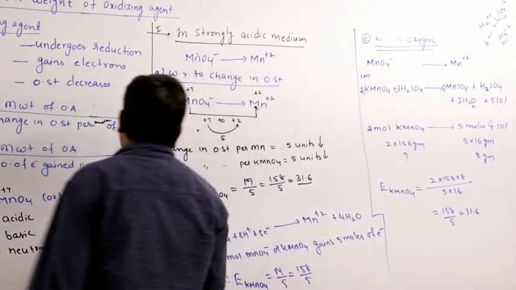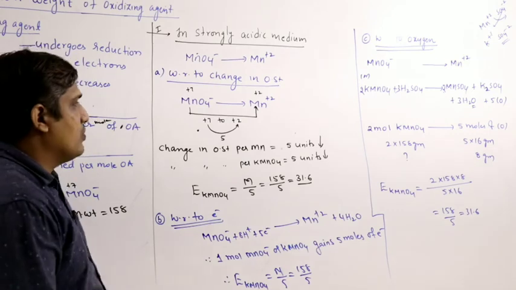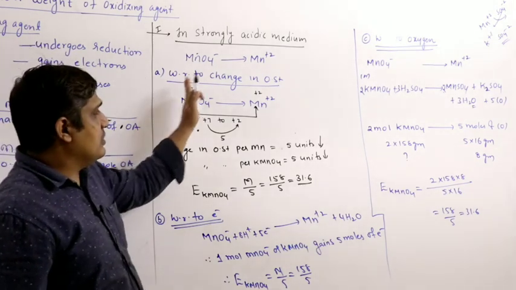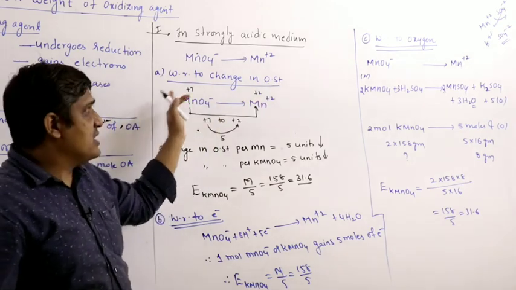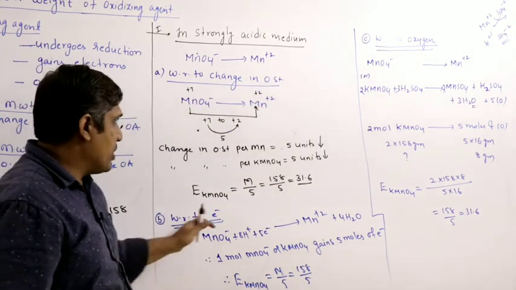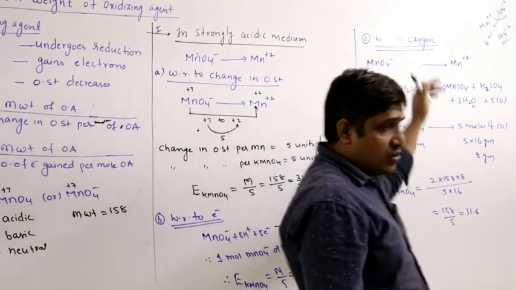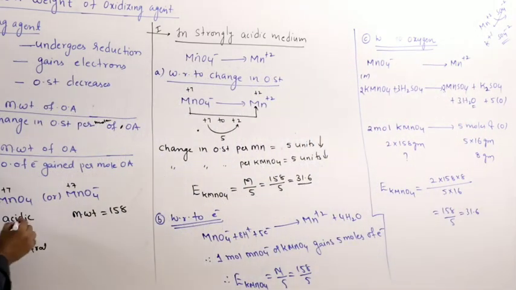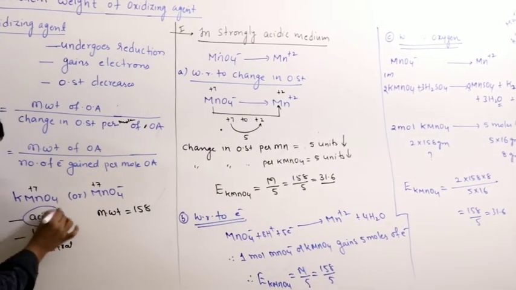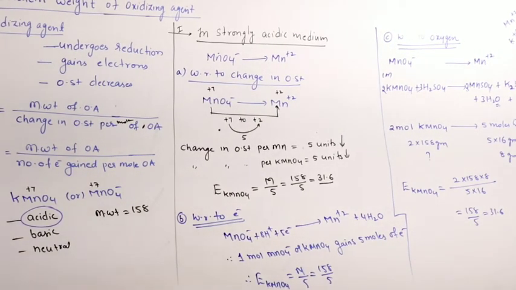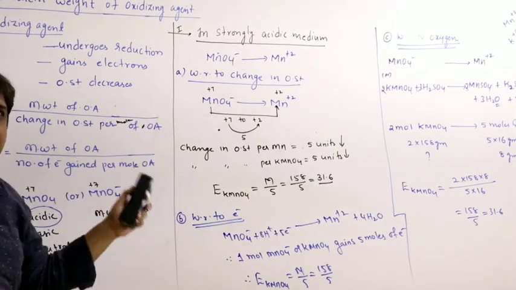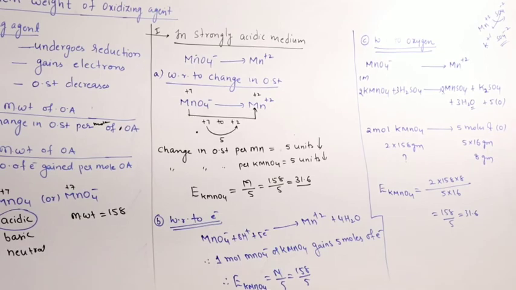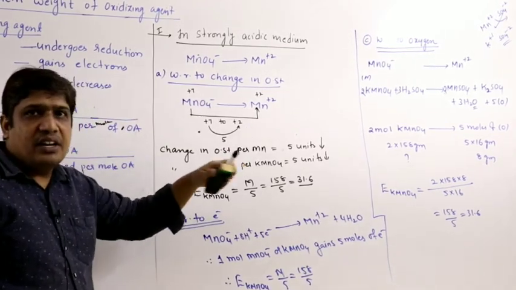So in acidic medium, the equivalent weight of KMnO4 is 31.6. Whether you balance the equation, whether you find the valency by using oxidation state, or by the electron method, or with respect to oxygen produced, it remains the same. So we have completed the acidic medium by balancing the equation in 3 different ways, by finding the valency in 3 different ways. All are the same, but with a different approach.